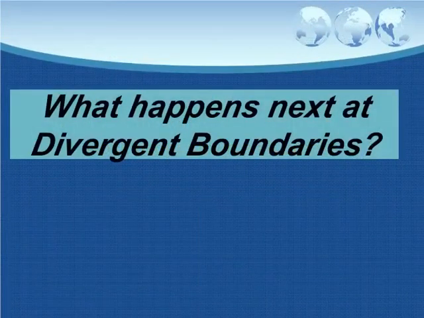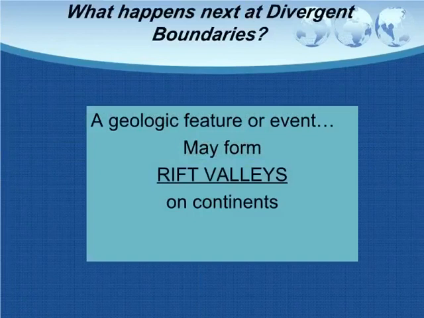What happens next at divergent boundaries? A geologic feature or event may form rift valleys on continents.